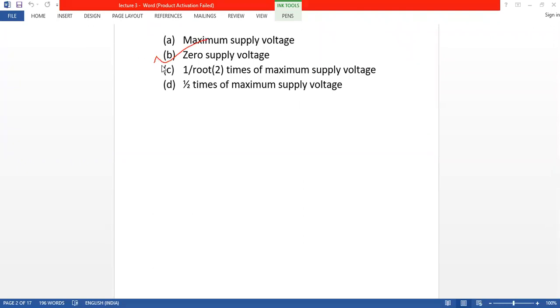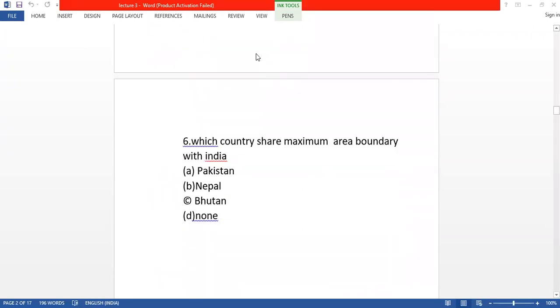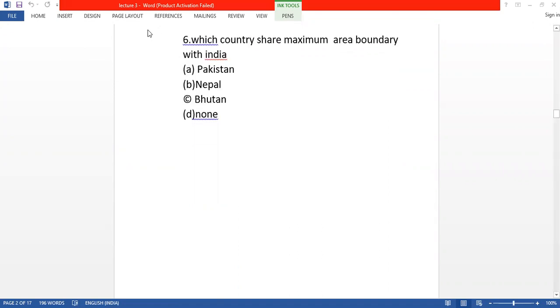Now move ahead to the next question. Which country shares the maximum boundary area with India? Option number 1, Pakistan. Option number 2, Nepal. Option number 3, Bhutan. Option D, none. Tell me friends, which will be the correct answer? See here, you just write down one point here.